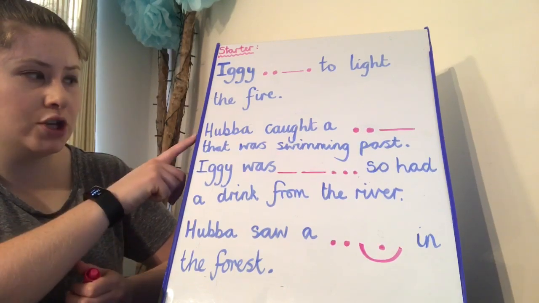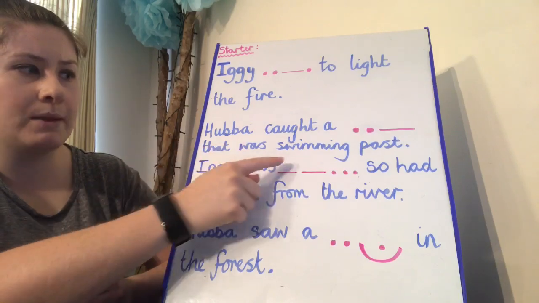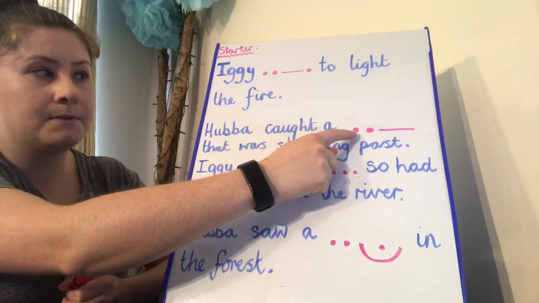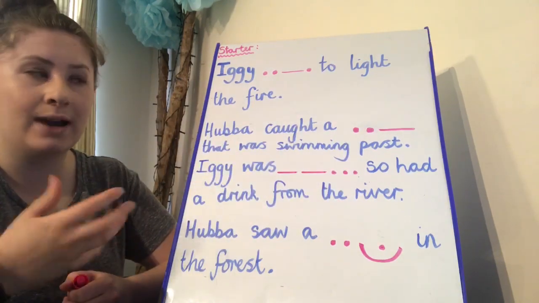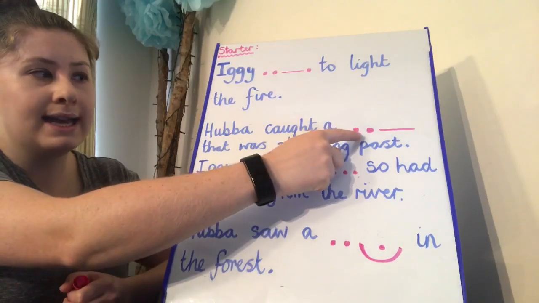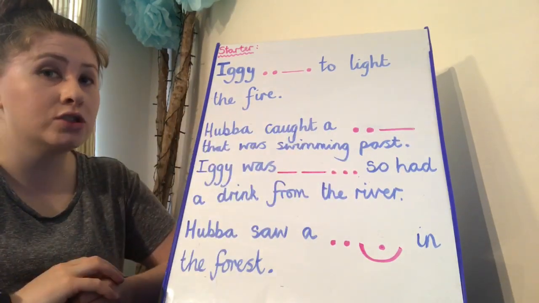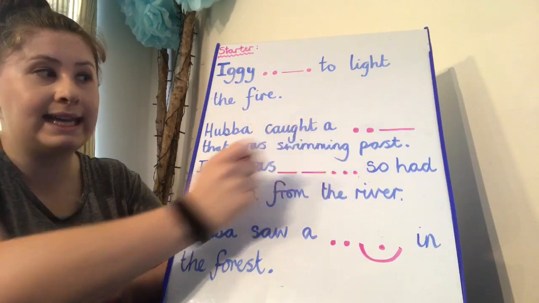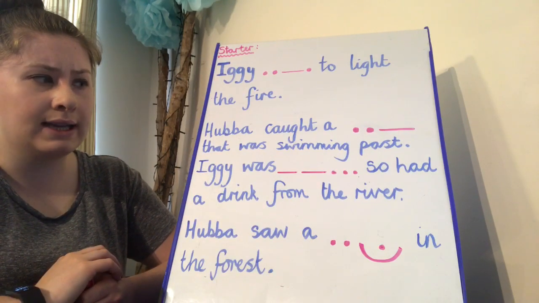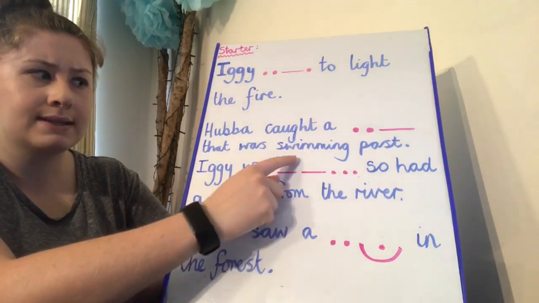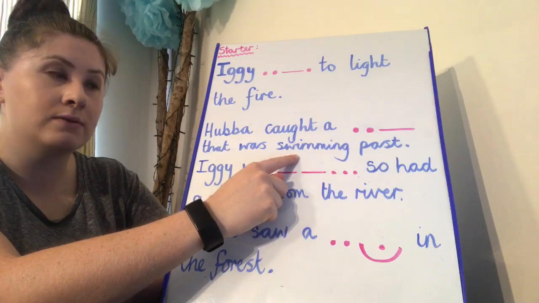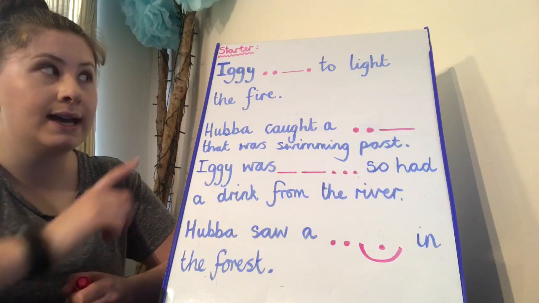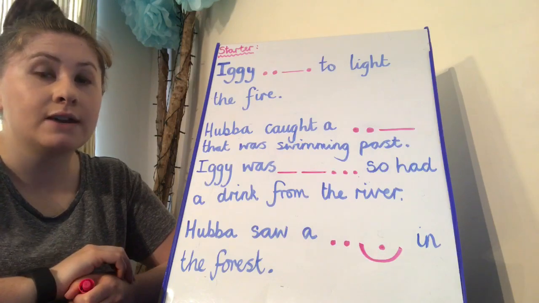Thinking about this one then, number 2, Hubba caught a something that was swimming past. Now I can see that it's got the determiner a before my object, my noun. So I know that my noun is going to begin with a consonant. If my noun began with a vowel, it would have the determiner an here. I can also use my good detective skills because something was swimming past. If I think about nouns that are swimming past, I'm going to ask you to pause the video and see if you can work out the missing words from our sentences.